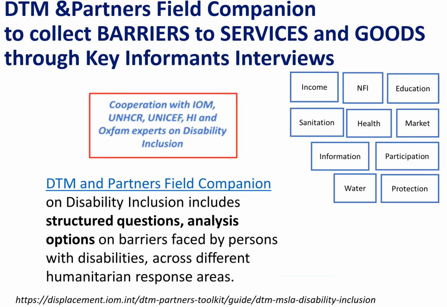If, on the other hand, you have identified that you need to collect data on barriers, obstacles to services and goods, you can use the DTM and Partners Field Companion questions through key informant interviews. These were questions developed in cooperation between DTM, IOM, UNHCR, UNICEF, Humanity and Inclusion, and Oxfam experts on disability inclusion at global level. They cover different areas of the humanitarian response and obstacles and barriers to accessing services and goods for persons with disabilities. They can be adjusted, not unlike the Washington Group questions that cannot be adjusted. These questions can be adjusted and should be adjusted to the specific need and to the specific context.